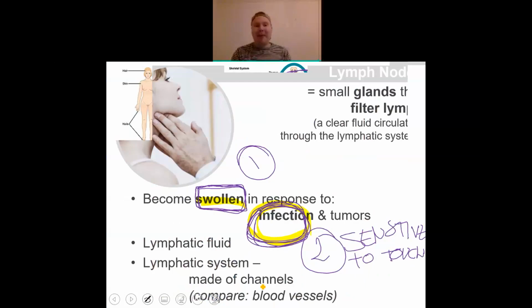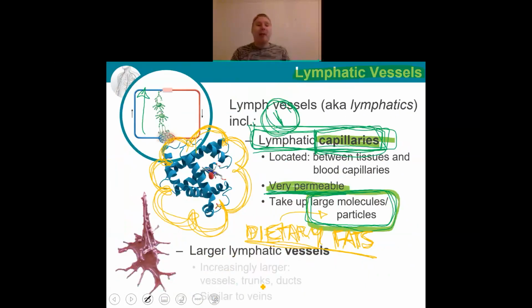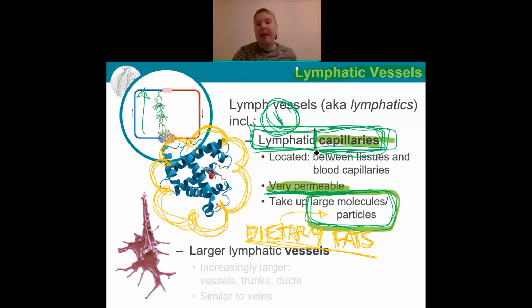So let's go back to where we were. It was the capillaries that were the smallest vessels in the lymphatic system. And the only thing that we really need to notice about these capillaries is that they're much more permeable and able to take larger molecules than what we saw in the cardiovascular capillaries.